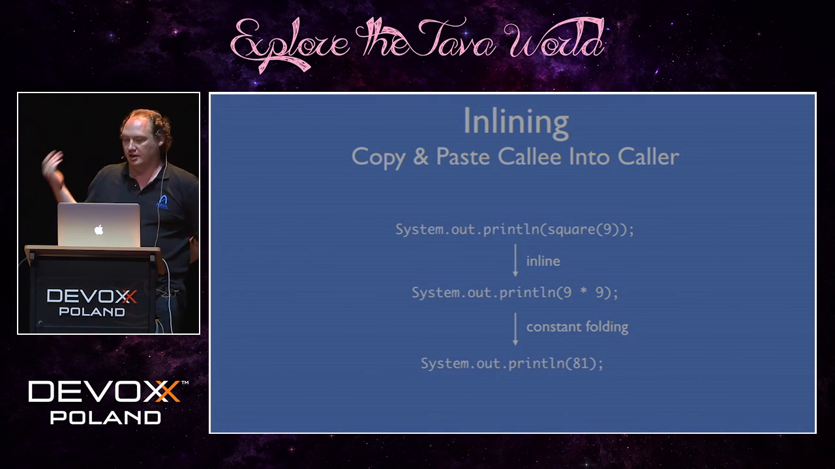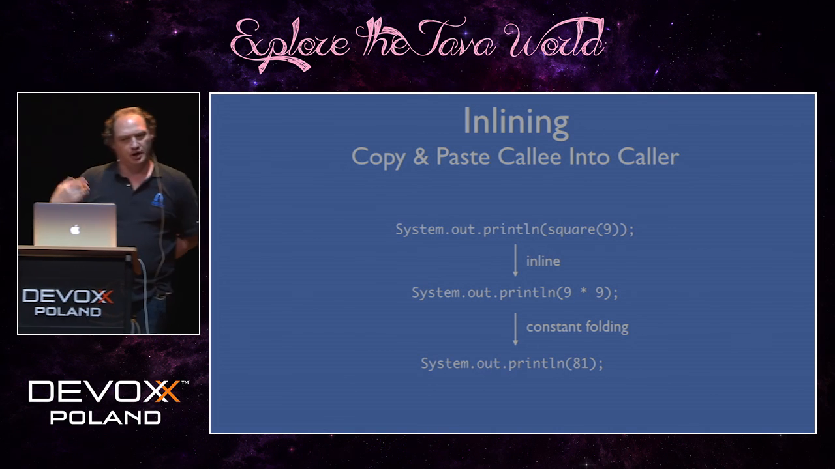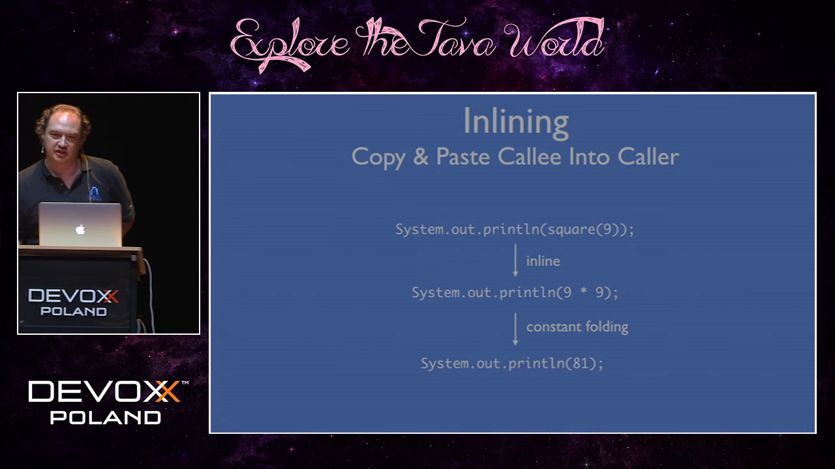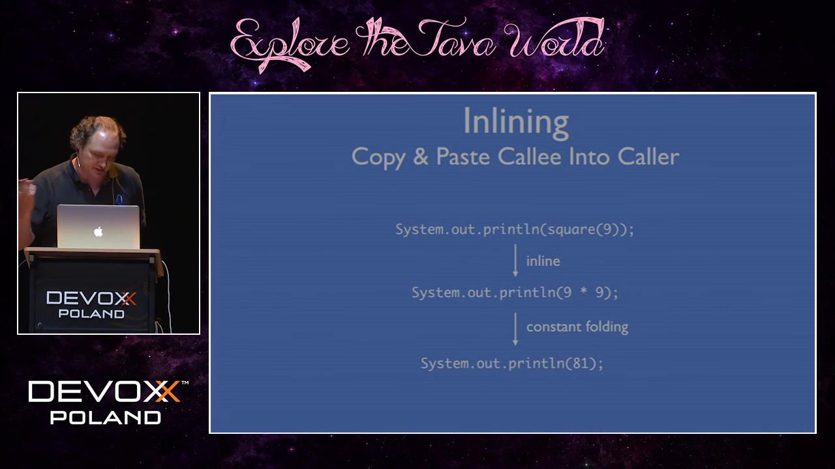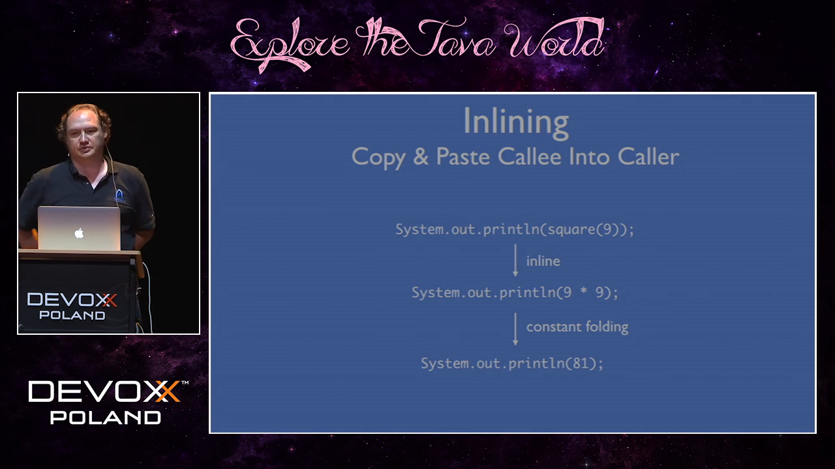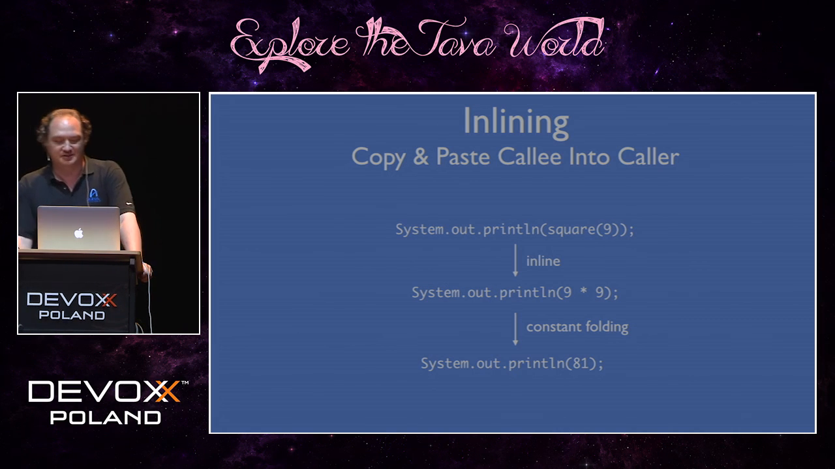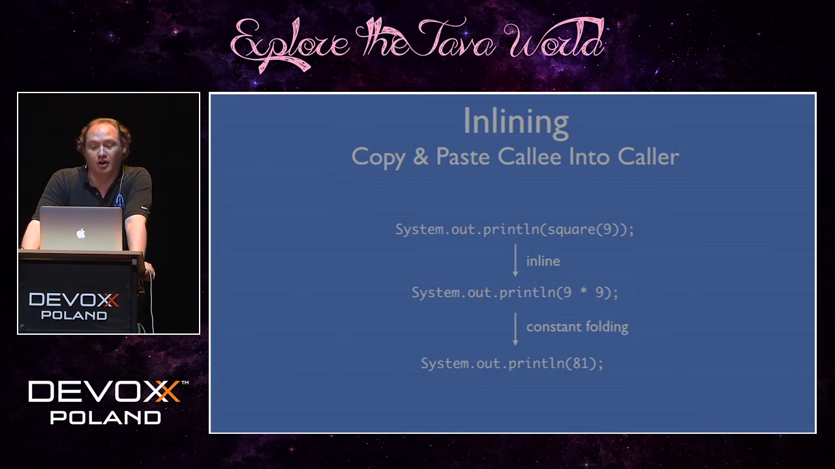So for instance, I have this square method here, which I'm passing a value of 9. You can probably imagine what the implementation of square looks like. It's return x times x. And we can inline that and say, well, that's really 9 times 9. And then we can perform the world's most boring optimization called constant folding, and you say, you know what? 9 times 9 is 81. Yes. Brilliant.